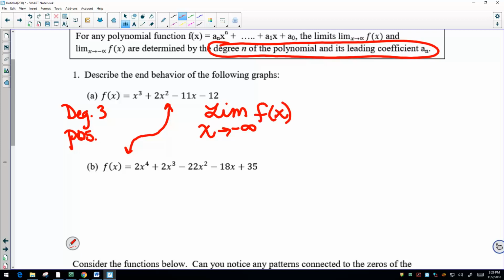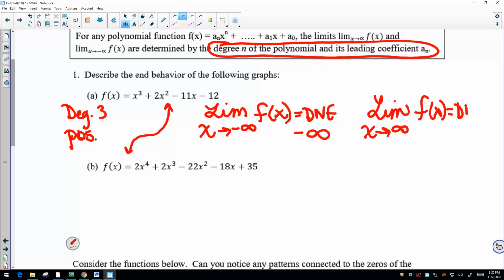So as I go towards negative infinity, the limit's not going to exist, but it's going to go towards negative infinity. And if I'm going towards positive infinity, again, the limit won't exist. However, it's going to go towards positive infinity. And we can tell that by just the leading coefficient and the degree. Okay, same thing on B.